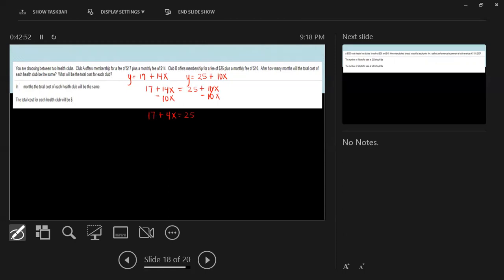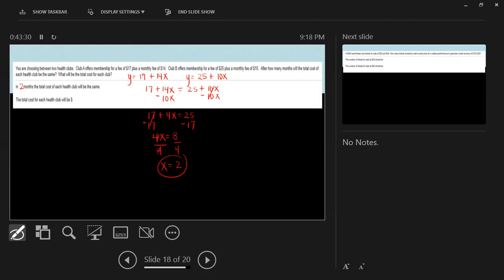Now I'm going to bring the 17 over to the 25 by subtracting, because I want to do the inverse to move it. So on the right-hand side of the equation, I am left with 4x is equal to, and when you do 25 subtract 17, you're left with 8. The 4 and the x together implies multiplication. To undo multiplication, we divide. So we're going to divide each side by 4. So x is equal to 2. So that tells me in 2 months, the total cost of each health club would be the same.